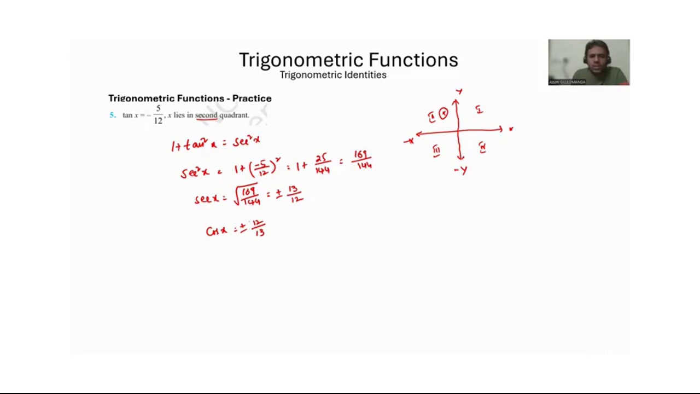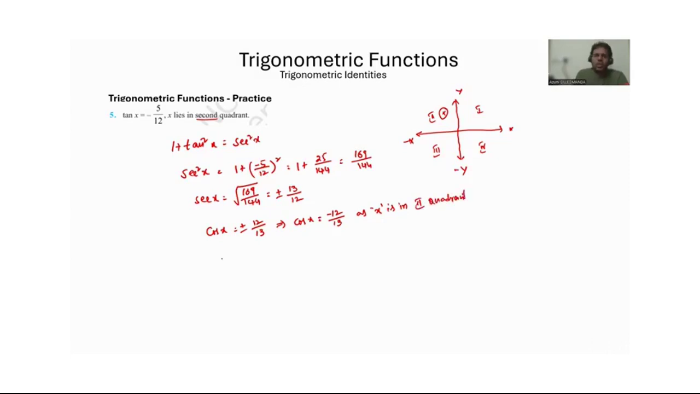So now cos x is plus or minus 12 by 13, and this is in the second quadrant. So what is the cos value? Cos is what? The x coordinate. So what is the x coordinate here? Minus. That means in the second quadrant, x is minus. That means I must take cos x as minus 12 by 13, as x is in the second quadrant.